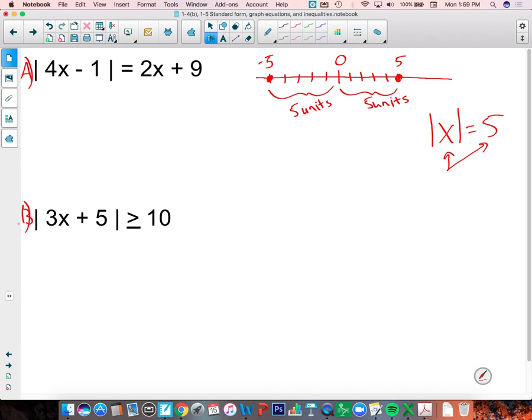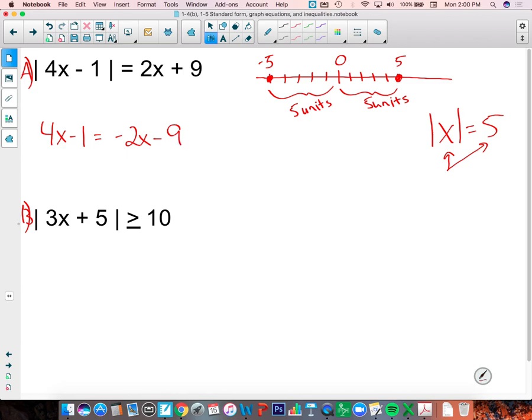So I'm thinking this first problem here, I have the absolute value of 4x minus 1 equals 2x plus 9. So I can use this equation as it is right here, because this would be considered my positive side of the absolute value. Now we also need the negative side of the absolute value. So I would take both of these numbers right here and change their signs, or I would just multiply the whole thing by -1. So it would look like this. I have 4x minus 1 equals -2x minus 9.